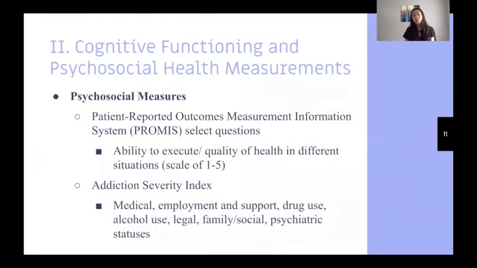So in my psychosocial measures, I used 2 particular surveys. The first is the Patient-Reported Outcomes Measurement Information System and some select questions from that, which is their ability to execute or their quality of health in different situations on a scale of 1 through 5. Along with this, the Addiction Severity Index is a pretty comprehensive, in-person interview that covers medical, employment and support, drug use, alcohol use, legal, family and social, and psychiatric statuses of a particular participant.